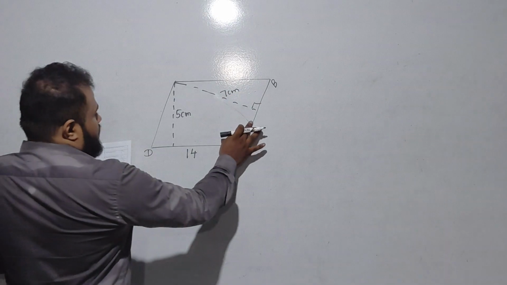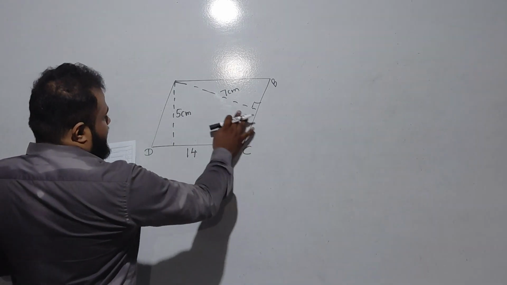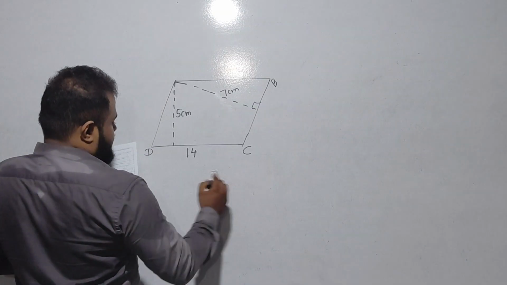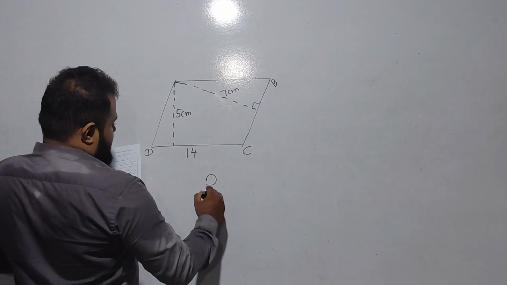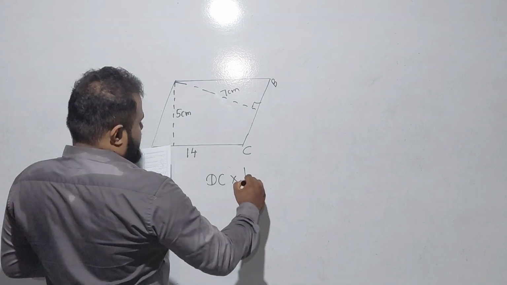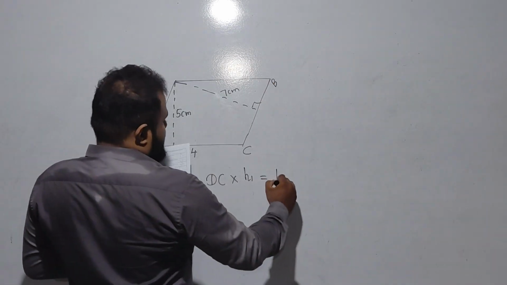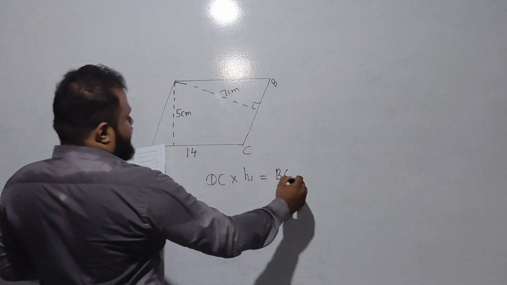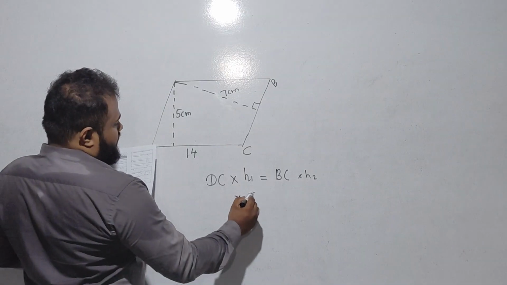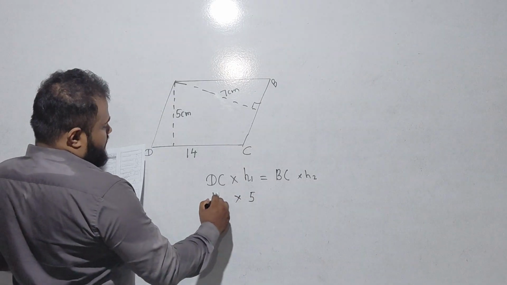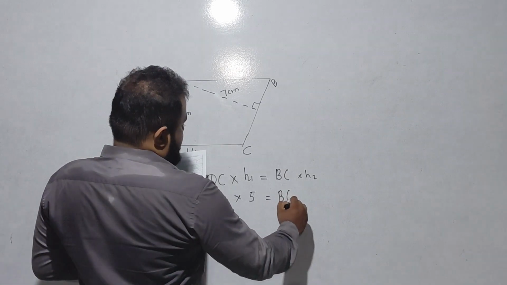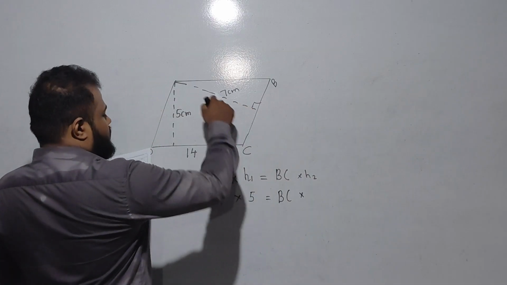So, though you find area with any side, both should be the same. So we can write BC base into this perpendicular height H1 equals BC base into this height 2. What is the value of height 1? It's 5. What's the value of DC? It's 14. What's the value of BC? That's what we have to find. So we are writing it as BC. What's the value of H2? It's 7.